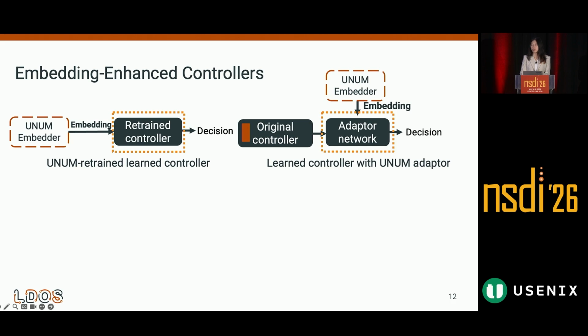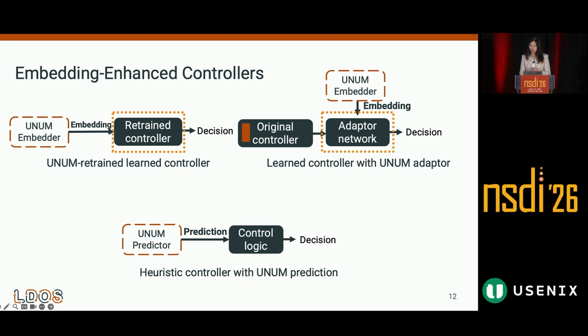So we also introduce an alternative approach, which is introducing an adapter network, a very lightweight MLP model. This adapter network takes in the original controller's decision, as well as the Unum embedding. Note that here, the original controller also has some local state estimation logic. But this adapter augments it with some global context from Unum, and then it can correct the original controller's decisions when needed.